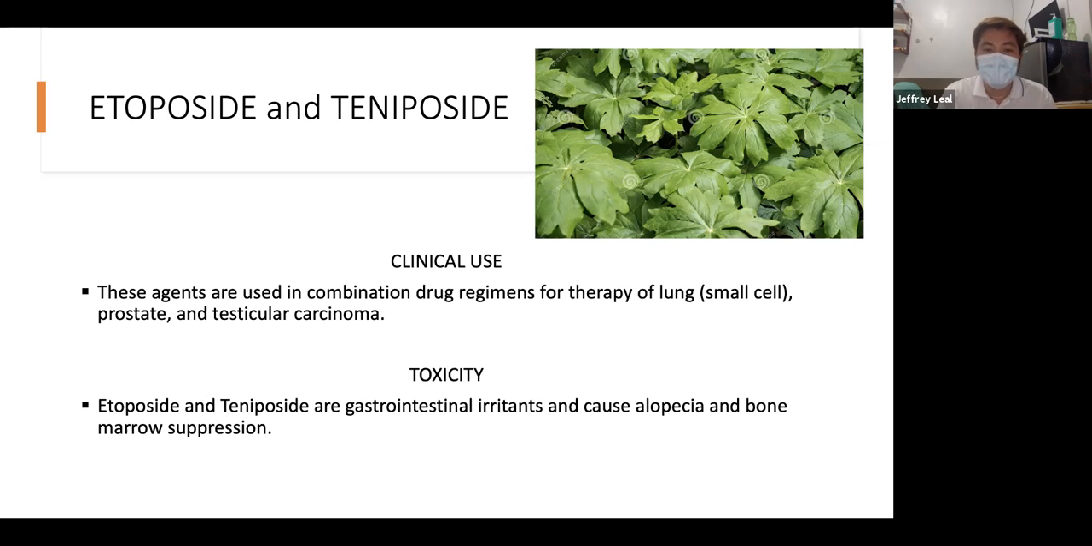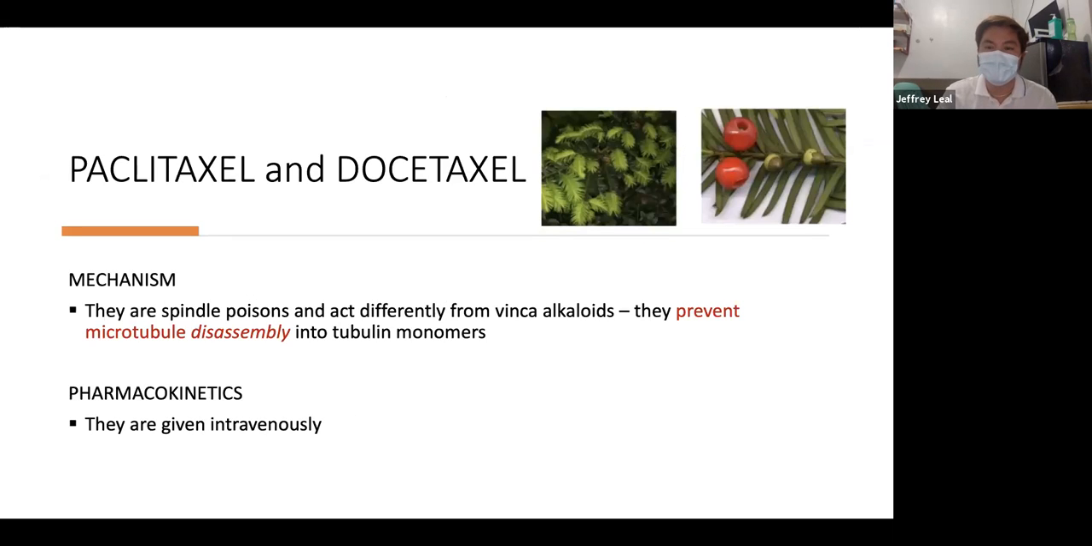Your etoposides and tiniposides are used in combination drug regimens for the therapy of your small cell lung carcinoma, prostate CAs, and testicular carcinomas. And the toxicities would include gastrointestinal irritation. It can also cause alopecia and bone marrow suppression. Okay? Now we have the paclitaxel and the docetaxel.